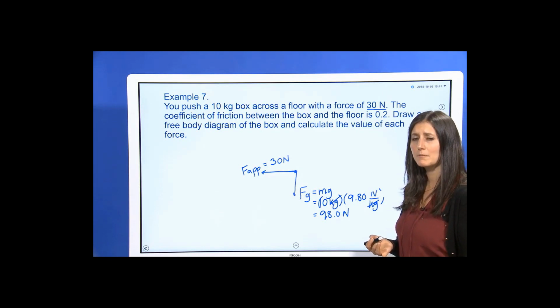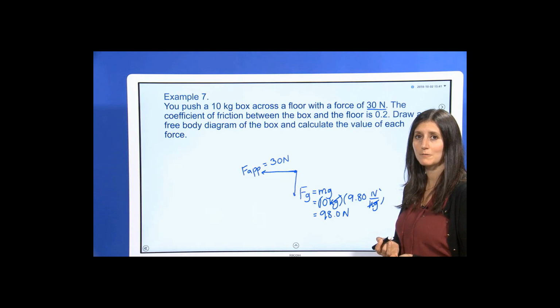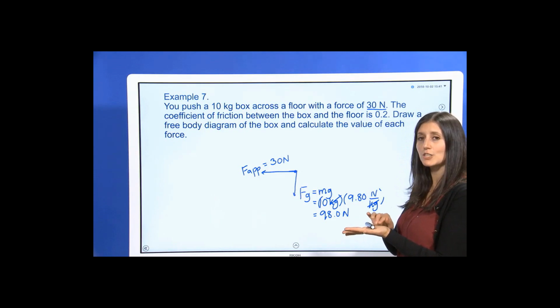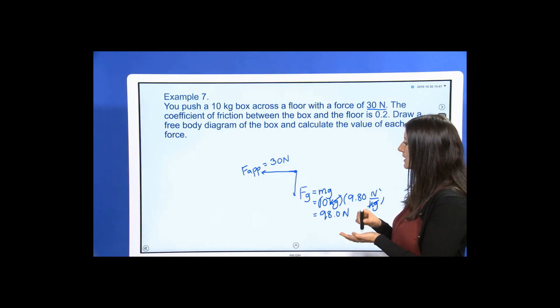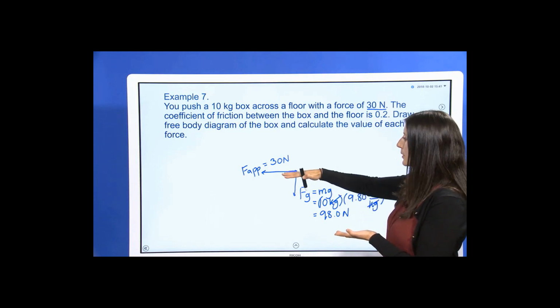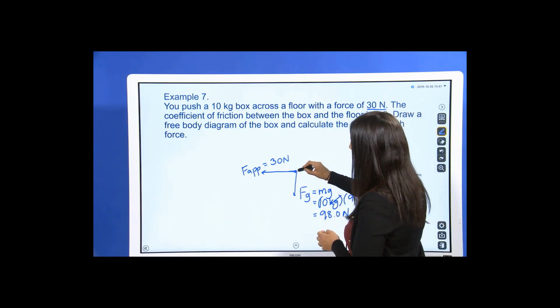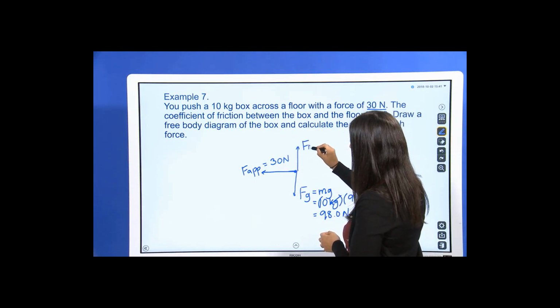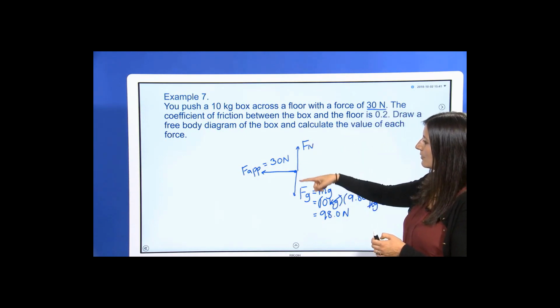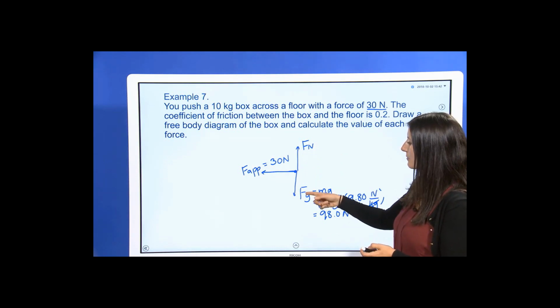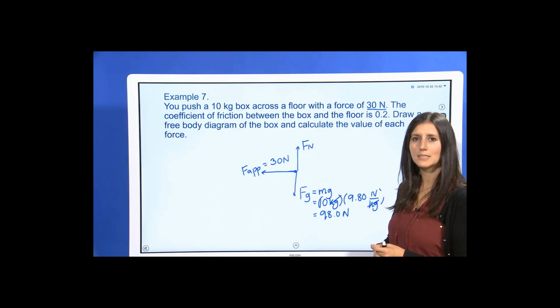Now I can't find my force of friction until I find a different force, and that would be my normal force. So you can't have friction unless you have a normal force. So let's find the normal force first. Since the box is on the floor, on a surface, there will be a normal force. The normal force always acts perpendicular to the surface. So I'm going to assume my floor is horizontal, so my normal force is pointing upwards. There are no other forces acting up or down in this question. So that means that the force of gravity and the normal force must balance each other out.